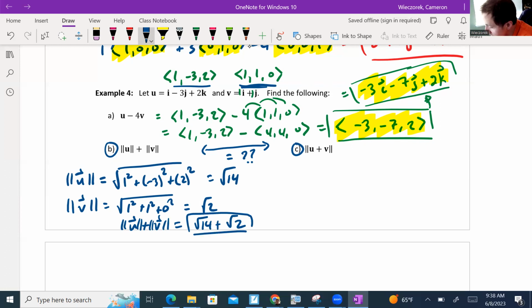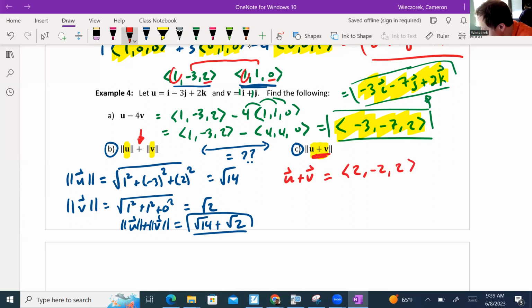Magnitude of u plus v, the way I have to read this one, I have to do the addition first, then take the magnitude at the end. That's important. For the first one here, I took u, then I took its magnitude. I took v, then I took its magnitude. The final thing I did is I added the results together. Now I'm actually going to do the addition first. So u plus v, if I add components, 1 plus 1 would be 2. -3 plus 1 would be -2. 2 plus 0 would be 2.